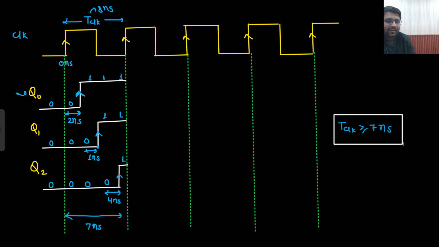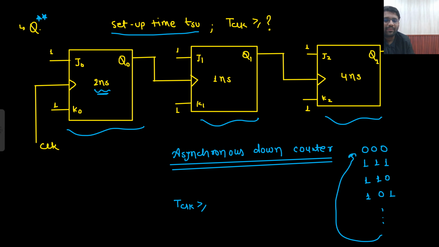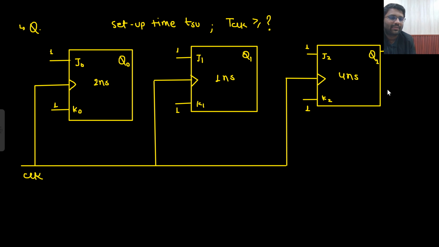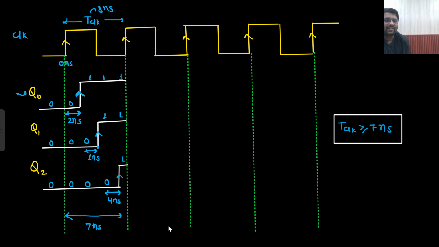So usually people remember that in case of asynchronous counter, you need to add up all the delays, and in case of synchronous counter, you need to pick up the maximum delay. But this is the reasoning. I just wanted to give you the reasoning here as well.